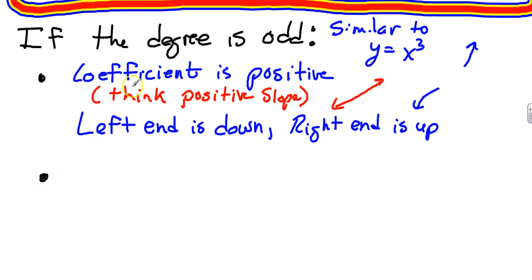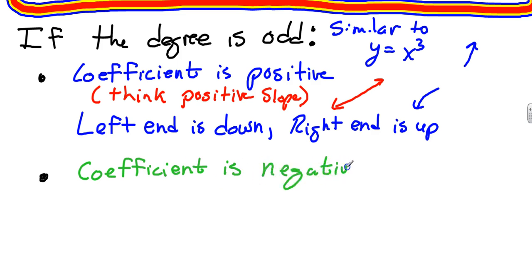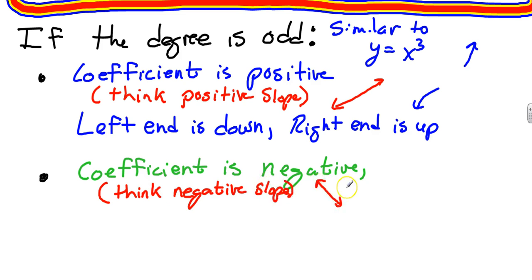Okay, and then the other option is if the coefficient is negative. Again, you're thinking of a negative slope line. It's going to be something like that, where the left end is up and the right end is down.